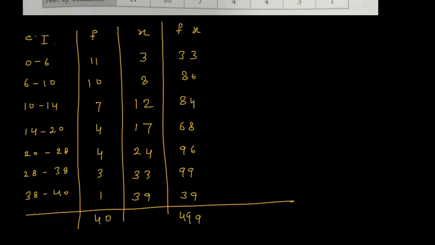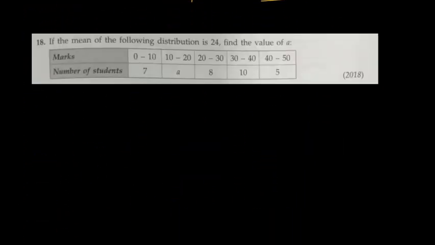Okay, 17th question. Now let us move to the 18th problem. Now here the 18th question is: if the mean of the following distribution is 24, find A. So mean is already given. You have to find A.